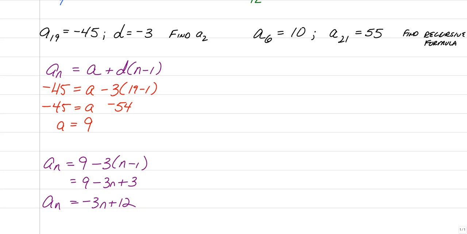So to find our second term, a sub 2, that means a sub 2 is equal to a negative 3 times 2 plus 12, which means a sub 2 is equal to 6.